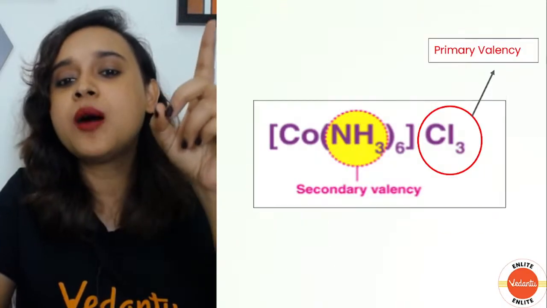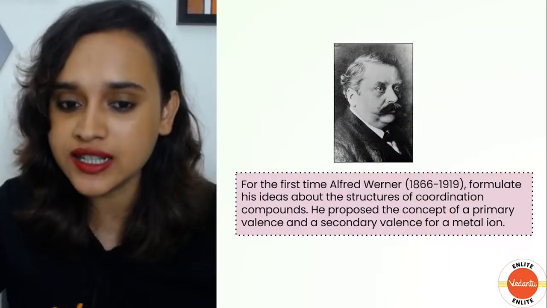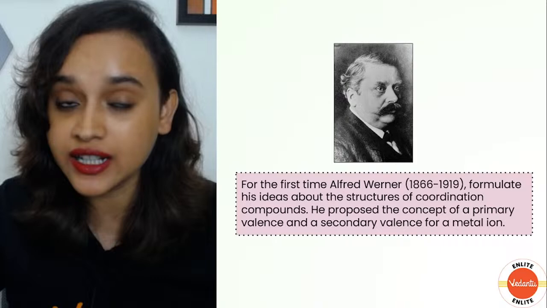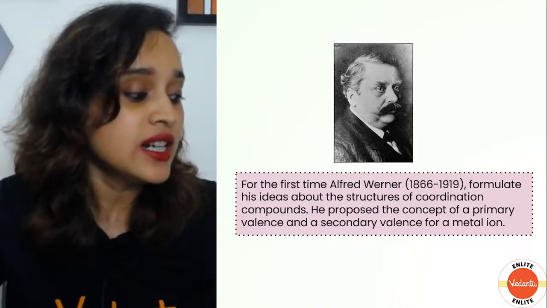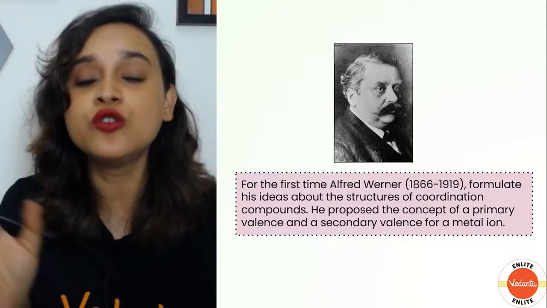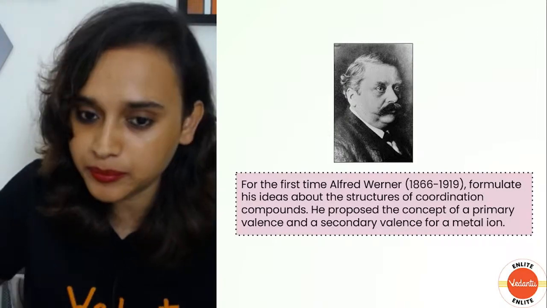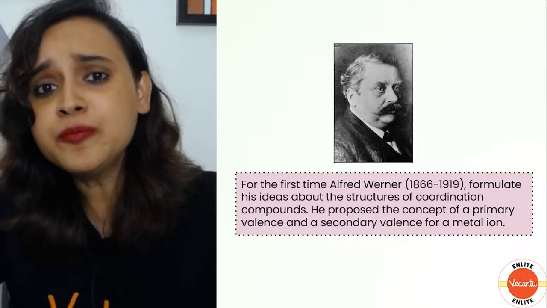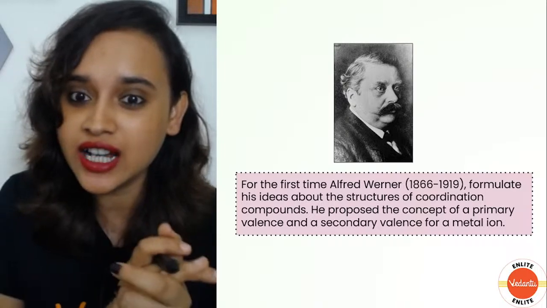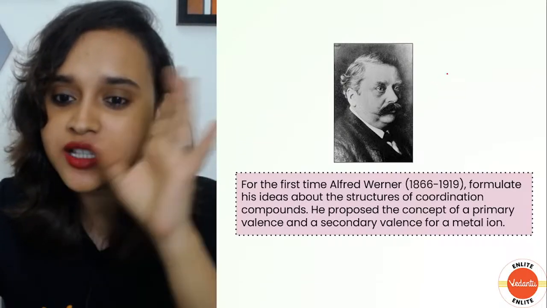Now, if I have to come back to Werner's theory, listen to what Werner said. Okay, what did Werner say? For the first time, it was Alfred Werner who formulated his ideas about the structure of coordination compounds, right? And he proposed the concept of primary valence and secondary valence. Now, what do we understand by primary valence and secondary valence?